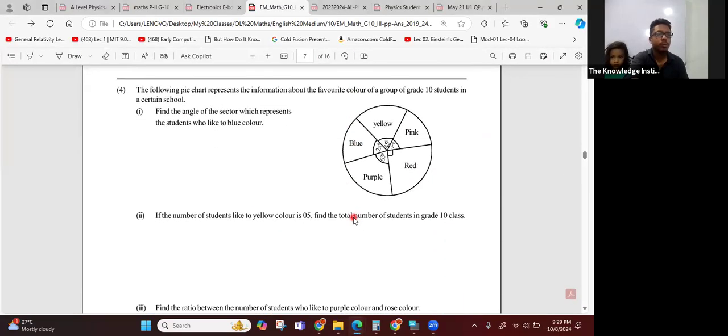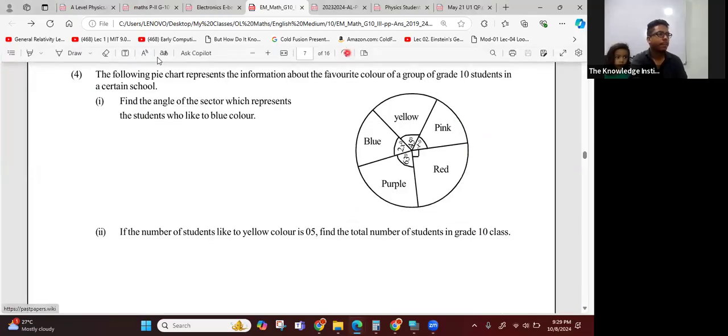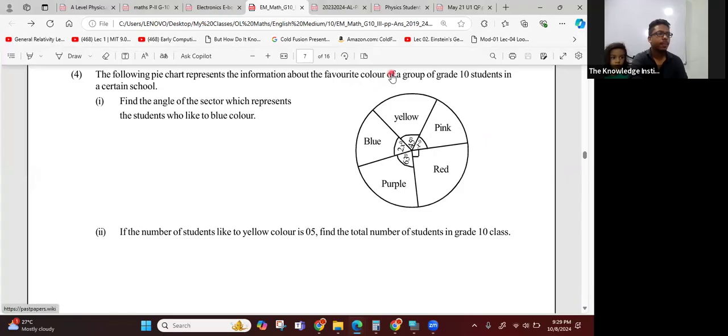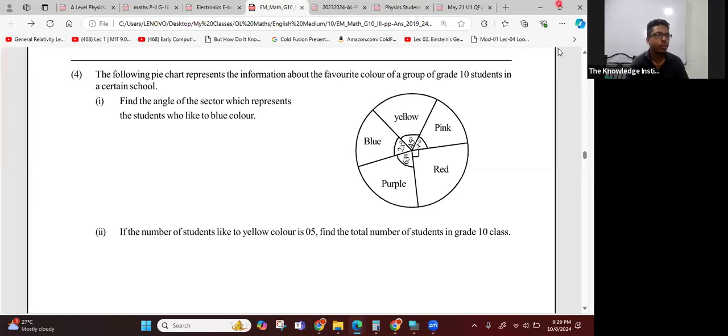Okay. Question number 4 based on pie chart. The following pie chart represents the information about the favorite color of a group of 10 students in a certain school. Roman number 1, find the angle of the sector which represents the students who like the blue color.